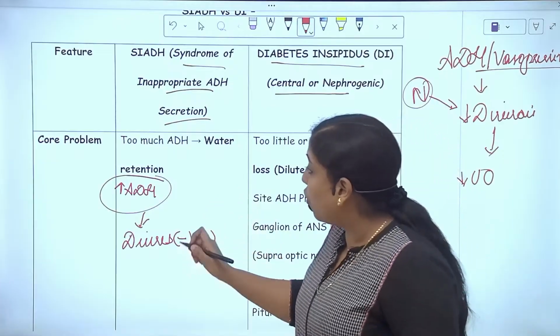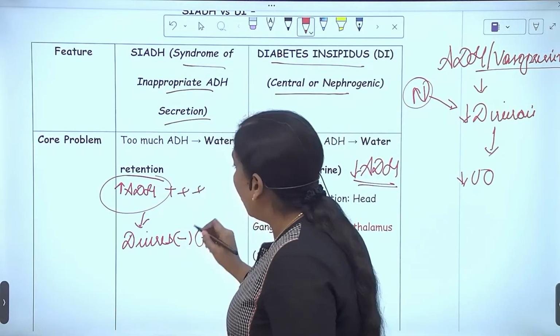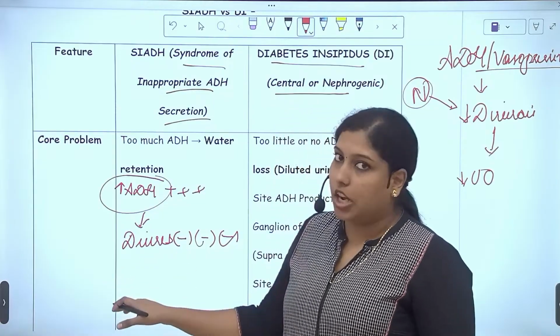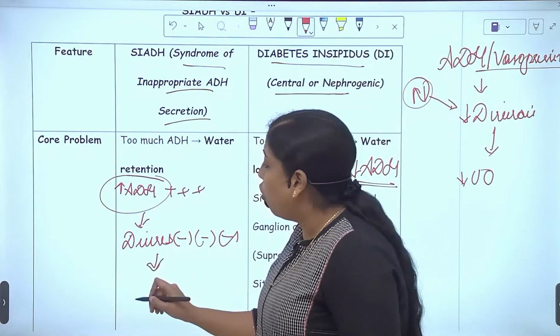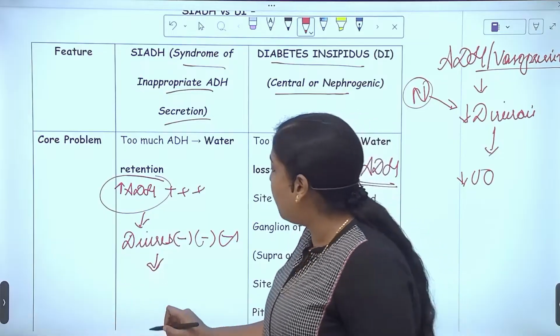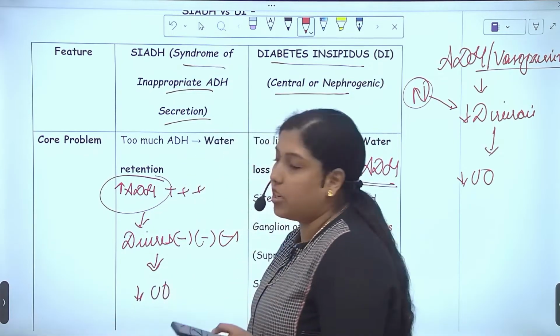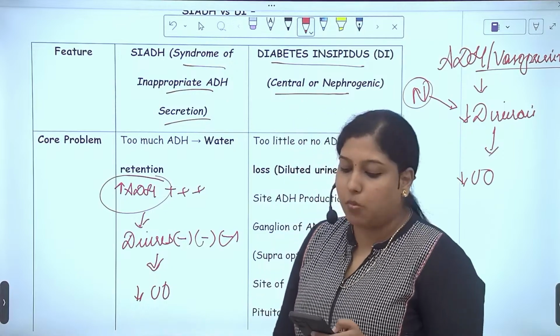If ADH is going to be more and more, what will it do? It reduces the diuresis more and more. If it is going to reduce diuresis more and more, what will happen? Ultimately, there will be a decreased amount of urine output.